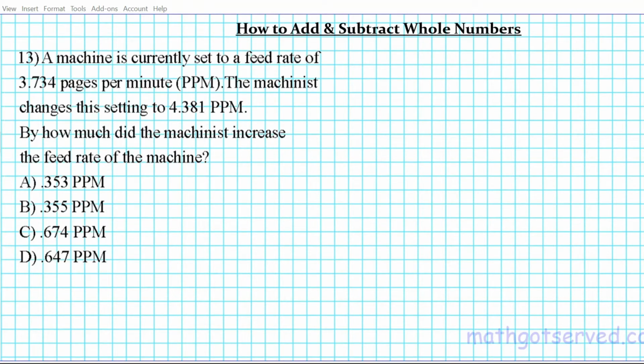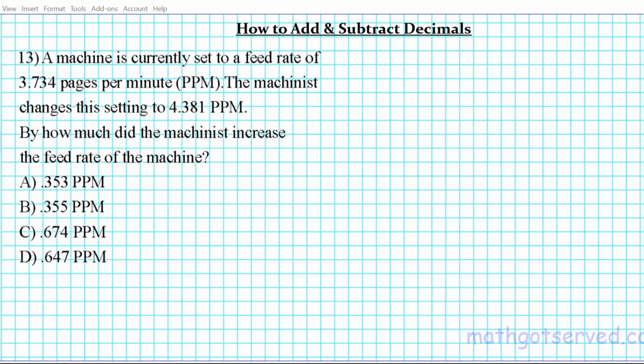All right, let's take a look at number 13. In question 13, we've been assessed in how to add and subtract decimals, presented in a word problems format. So problem 13 reads, a machine is currently set to a feed rate of 3.734 pages per minute. The machinist changes this setting to 4.381 pages per minute. By how much did the machinist increase the feed rate of the machine?